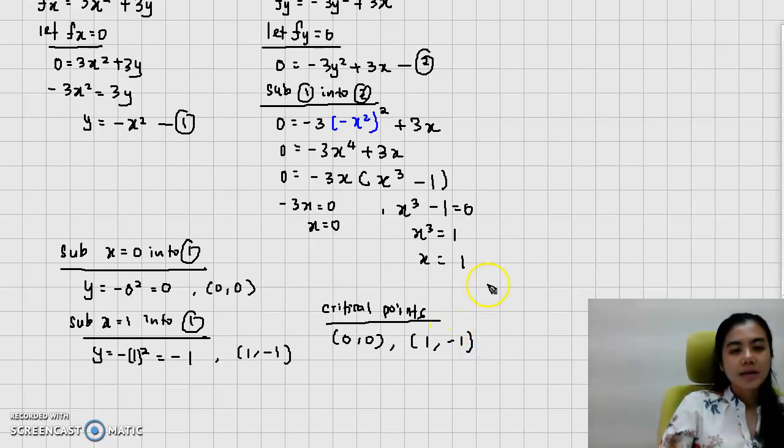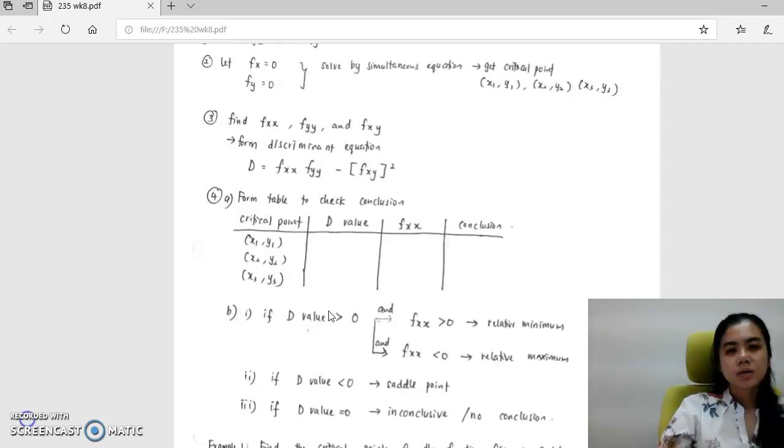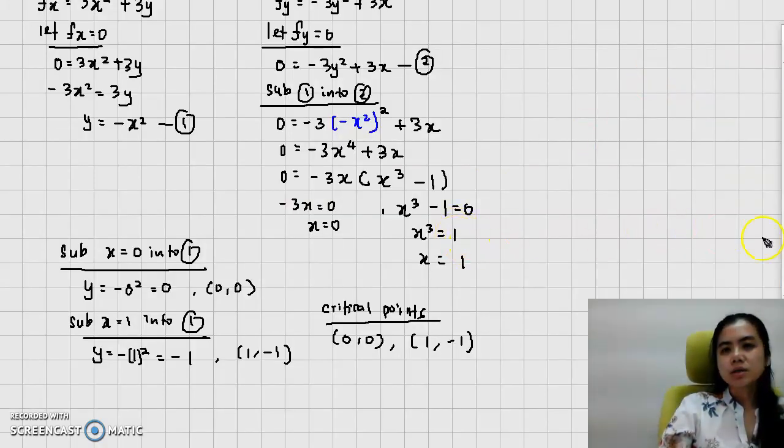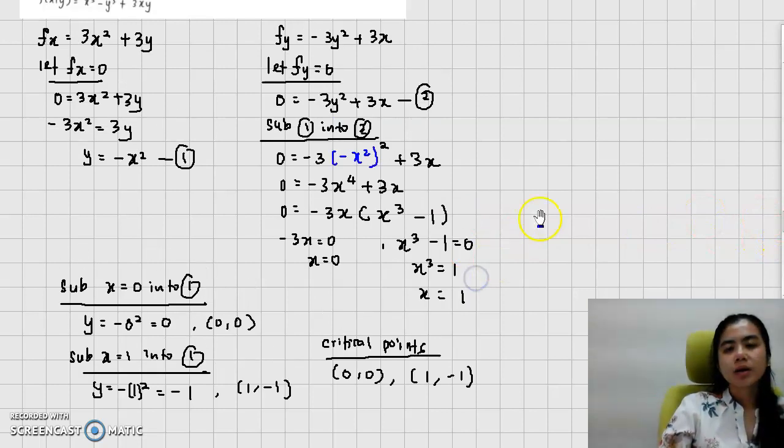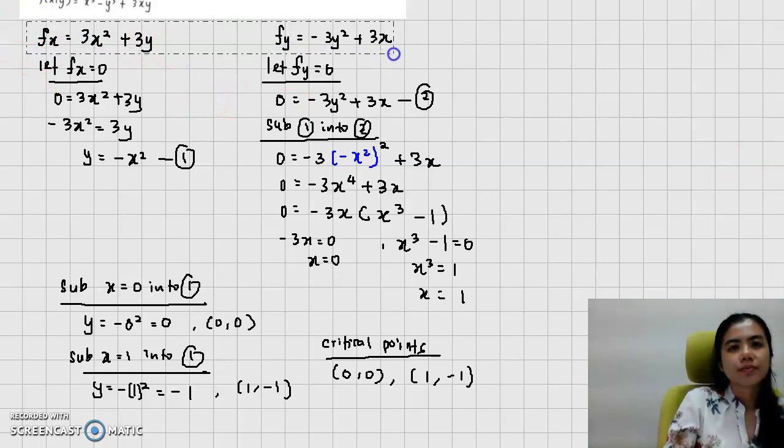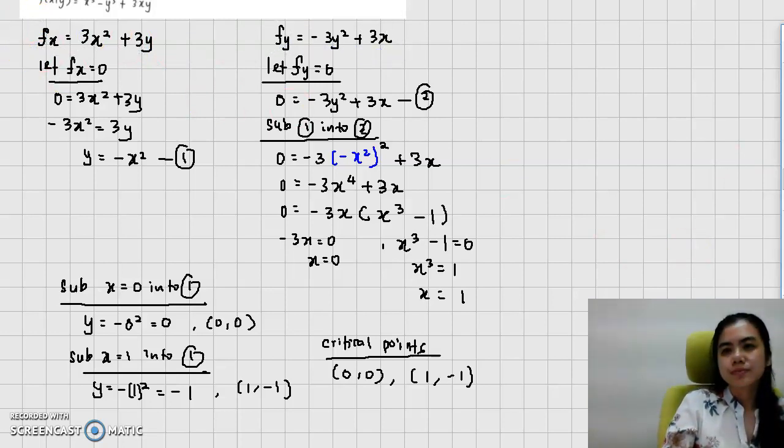Alright, then what is the next step? The next step is that you have to form the discriminant equation. The discriminant equation is obtained from finding the second order partial derivatives. So look at this one. You have to find these three first, then you form the equation by using this formula. Back to our question, we have these two.